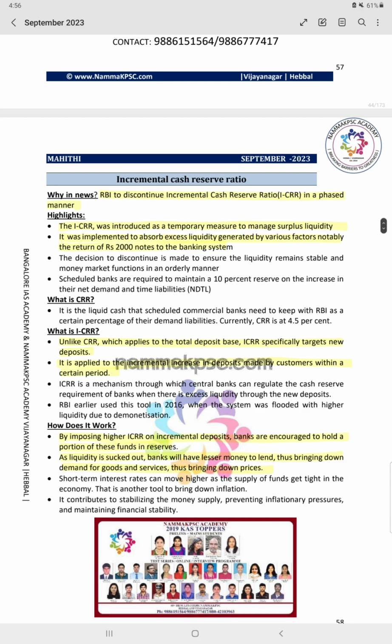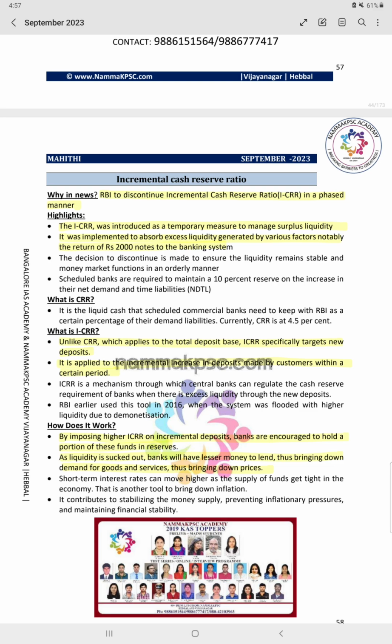Then we have incremental cash reserve ratio. We all know what is cash reserve ratio. It is a certain amount of funds that are being asked by the RBI to the banks to keep aside to prevent the bank run and all. So this is incremental cash reserve ratio. This is also very similar to that, but there is a minor difference. Let us see. RBI to discontinue incremental cash reserve ratio in a phased manner.